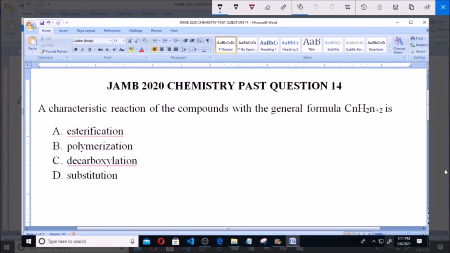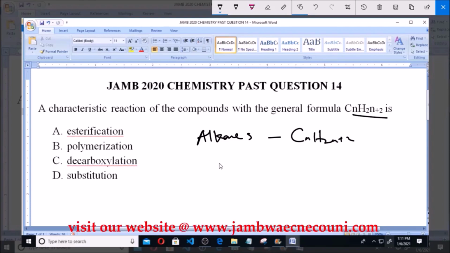The characteristic reaction of the compound with general formula CnH2n+2 is: A. Esterification, B. Polymerization, C. Decarboxylation, and D. Substitution. Now the organic family having this general formula are the alkanes. Alkanes have the general formula CnH2n+2. The first example there is methane, which is CH4.